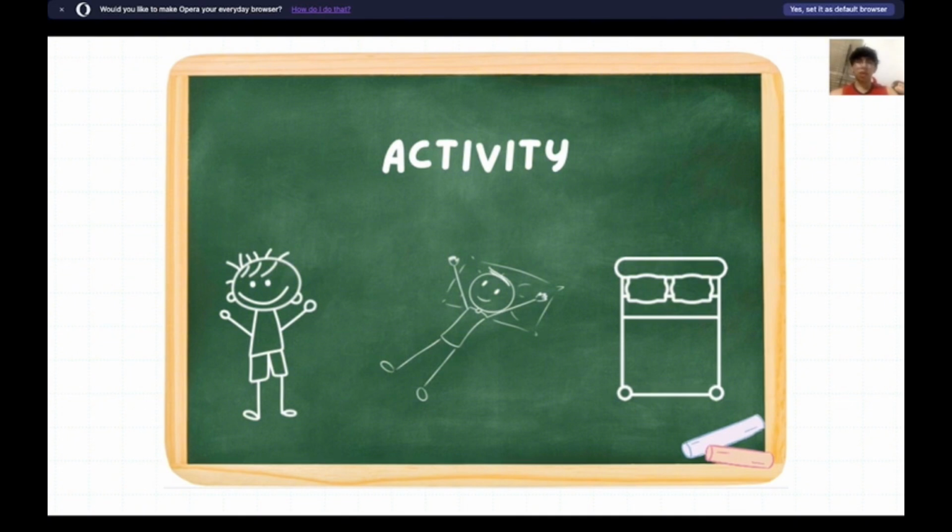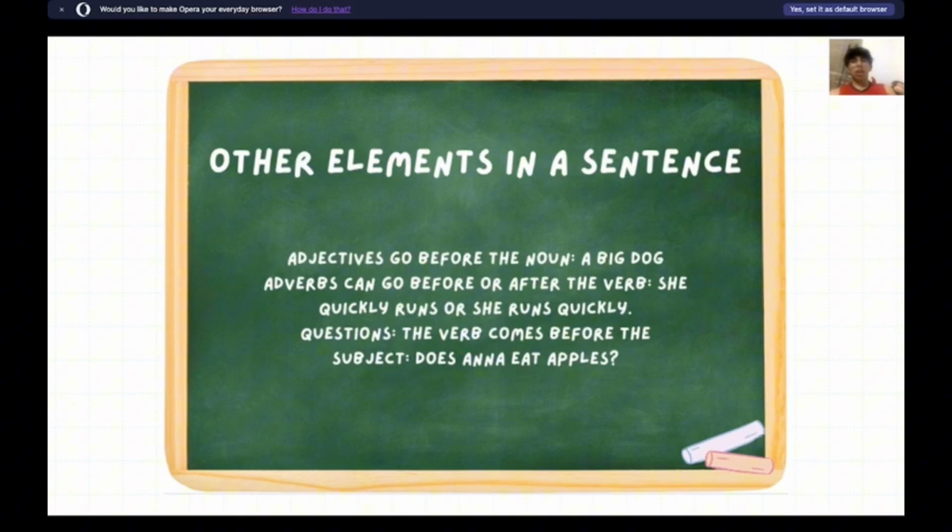It's so easy, right? Other elements in a sentence that can change a sentence are the adjectives or the adverbs. Those are different situations.